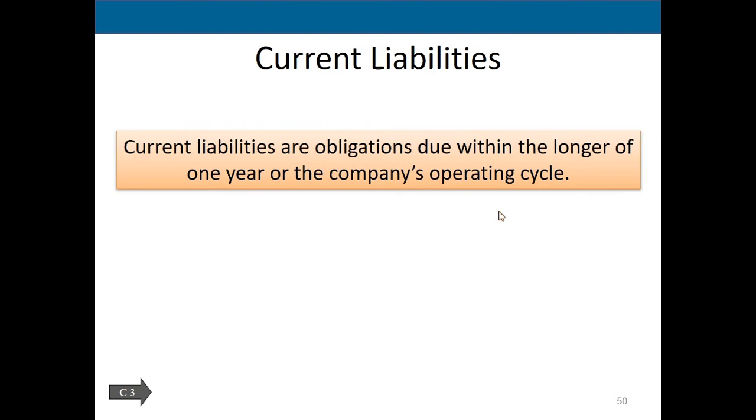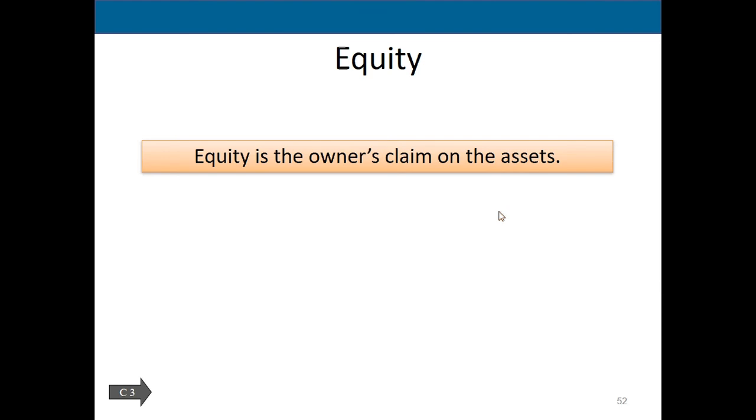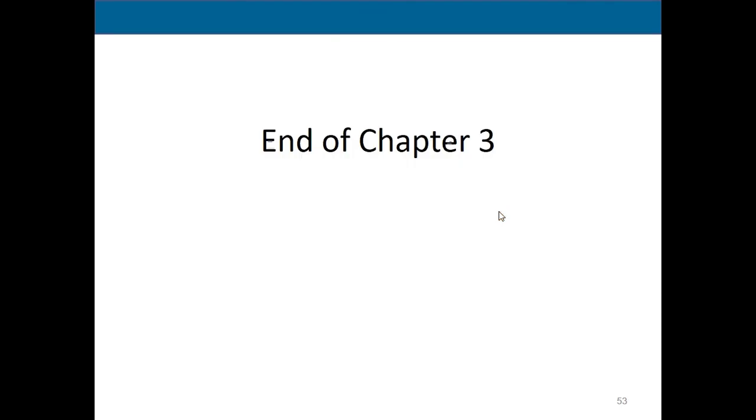Current liabilities, again, those things that we owe within 1 year or less. Long-term liabilities are things that are due within the longer of 1 year or more. Equity, we know, is our claim on assets, really has no long-term or short-term piece. And that, folks, is going to be the end of chapter 3.